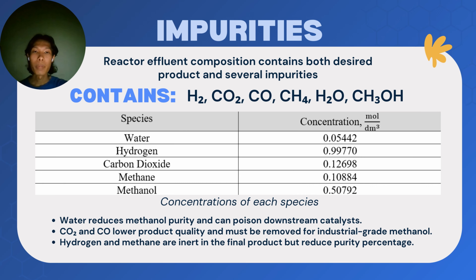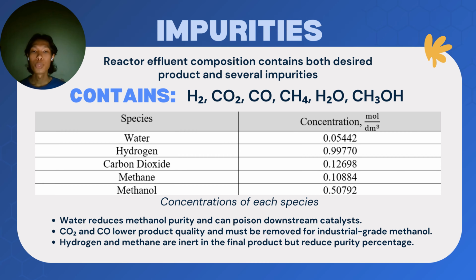We categorize the impact of these impurities into three main areas. The first is the catalyst protection. Water is a major concern as it reduces methanol purity and, more importantly, acts as a poison to the downstream catalyst. Second, product grading. To achieve industrial-grade methanol, we must efficiently remove carbon dioxide and carbon monoxide as they directly lower the final product quality.